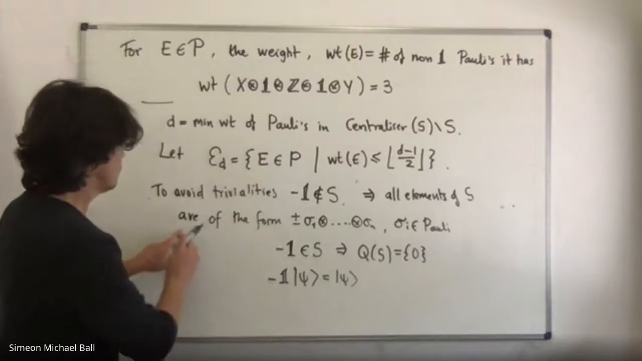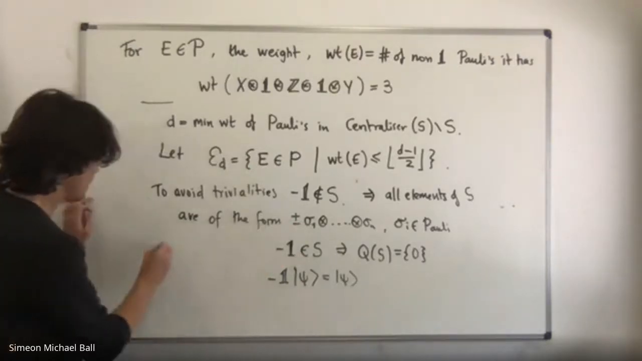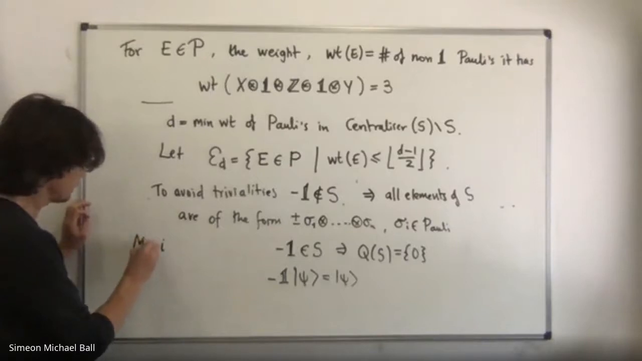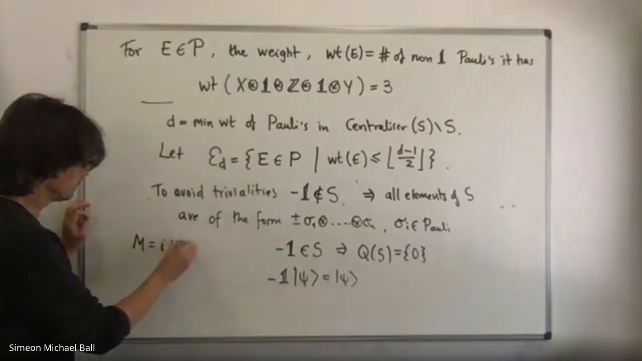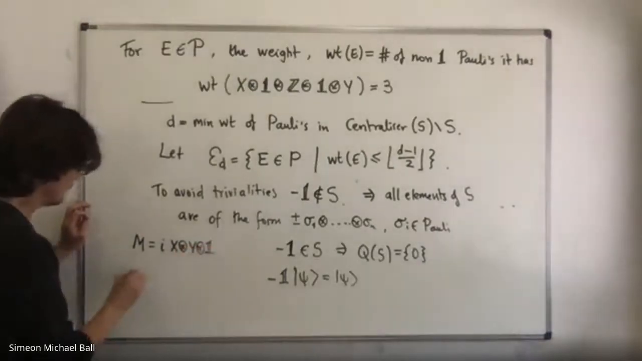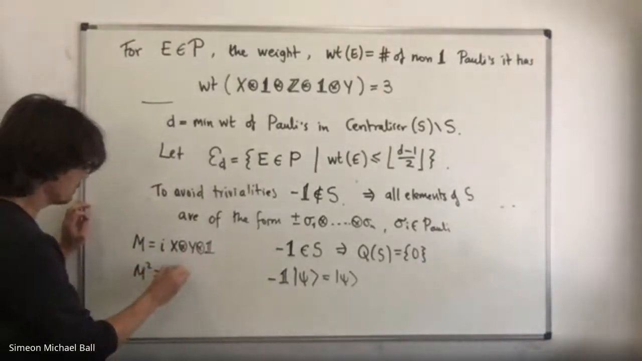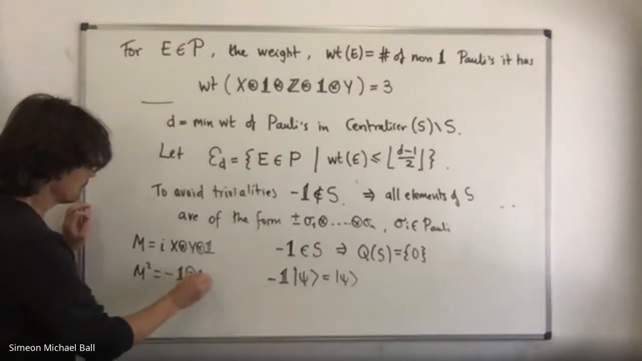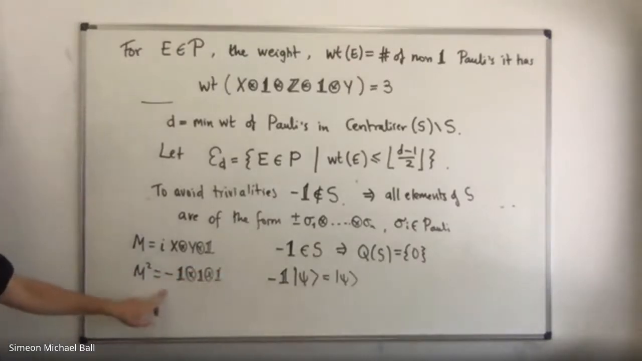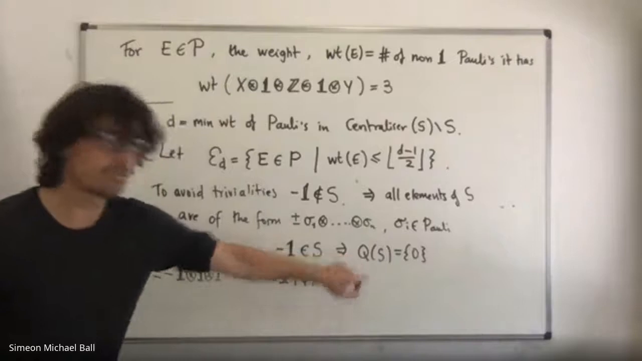Sorry? Like the implication, the one with QS being 0. Yeah, but like the earlier sentence, it implies that all elements of S are of the form. Yeah, so this form, because if you had I, so if this was an element of S, then n squared is going to be minus the identity. Right. So if n is in S, then n squared is in S, and minus 1 is in S, and QS is trivial.